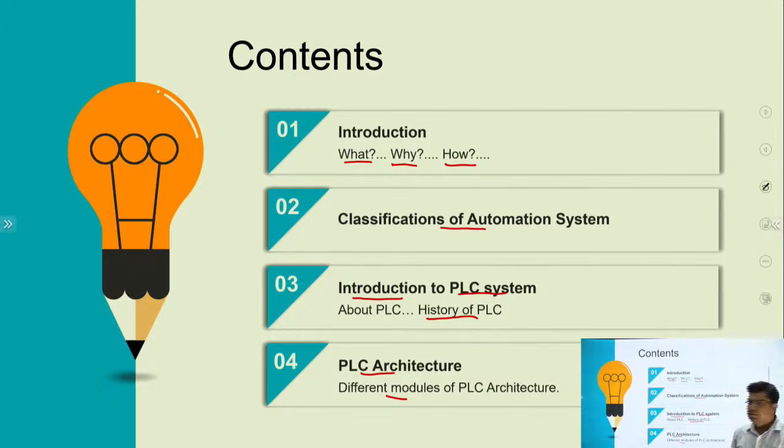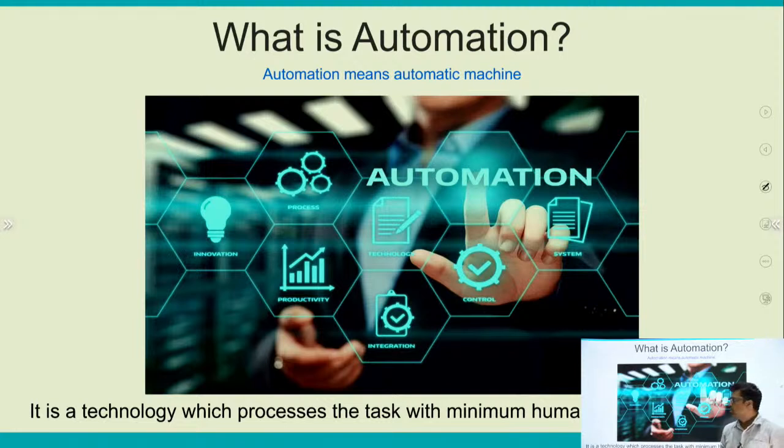So now I start with automation. What do you mean by automation system? Nowadays you will find it everywhere in industries, in big industries and in very small industries, everywhere we use the term automation. So what it means, why it is required, and how we do the automation system, that I will cover.